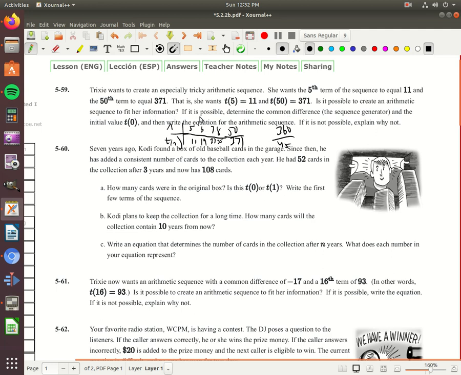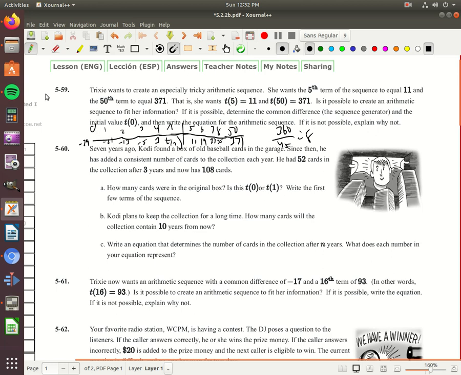It seems like it is. Is it possible, if it is possible, to determine the common difference, which we said already was 8, and the initial value for t of 0? Well, a couple ways we can do this, but I think one way we could do it for sure is just work backwards. So 4 is 3, 3 is negative 5, 2 is negative 13, 1 is negative 21, so 0 looks like negative 29.